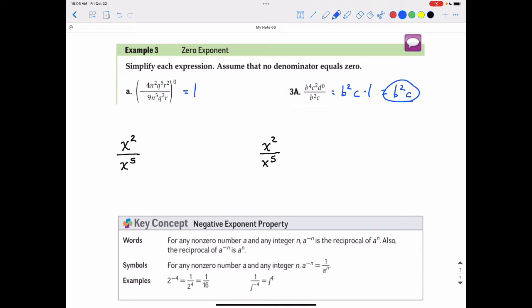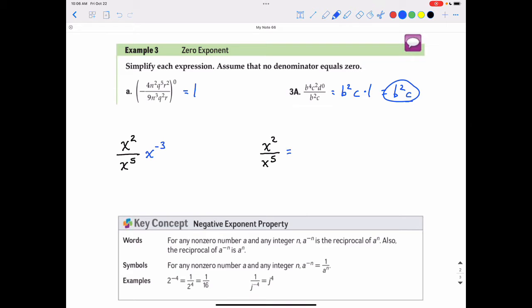Let's look at x to the 2nd over x to the 5th. So according to our division rules, we should subtract 2 minus 5. So when I take 2 minus 5, I get x to the negative 3rd. Well, what does a negative exponent mean? Let's explore that for a little bit.